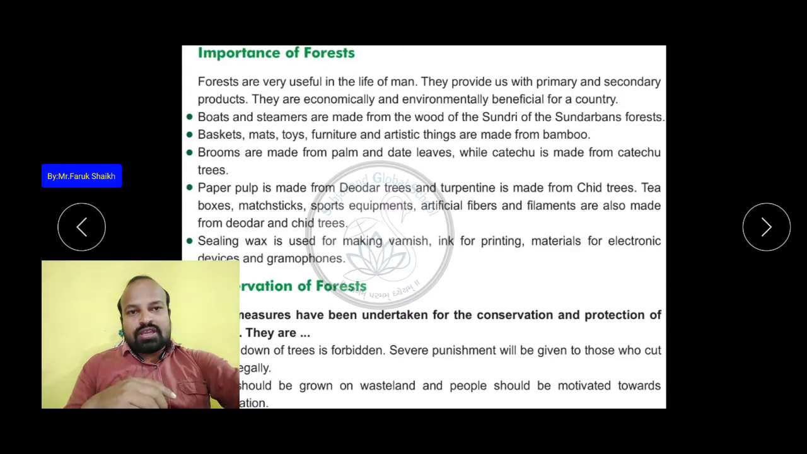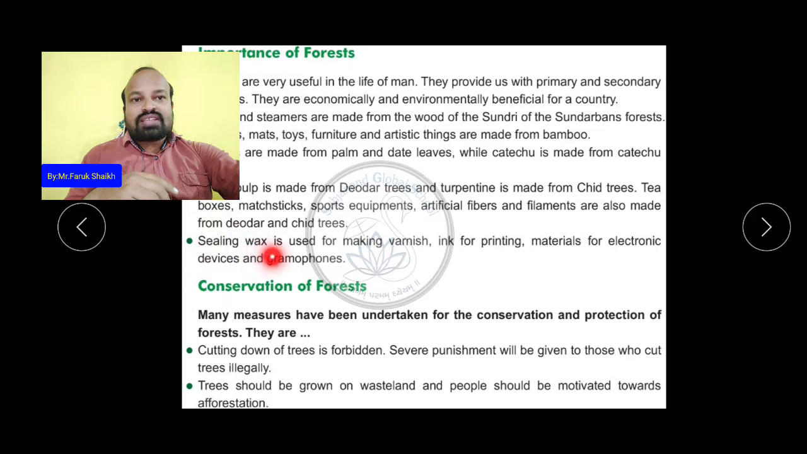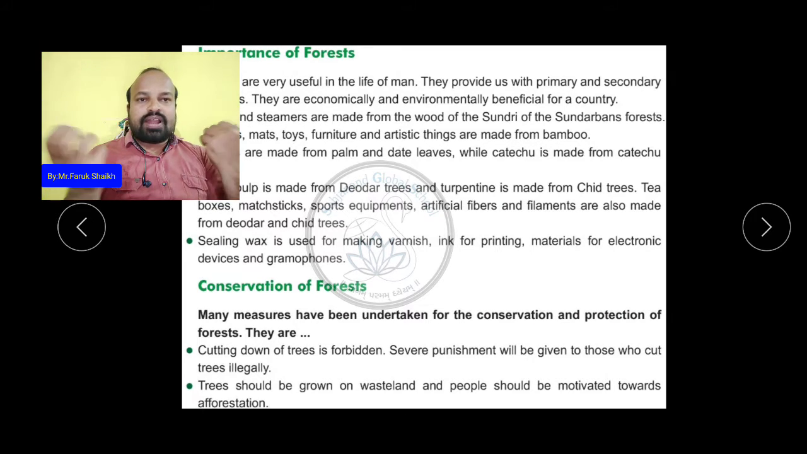The tea boxes, matchsticks, sports equipment, artificial fibers, and filaments, these are made from the deodar and the chir trees. Okay, now the sealing wax is used for making varnish, ink for printing, material for electronic devices, and gramophones. These all things we are getting from the trees, from the plants. Sealing wax, okay, used for making varnish, ink for printing, that what we are printing, that ink is also found from the trees. Material for the electronic device, what is the material? That we also get from the trees, and the gramophone materials.